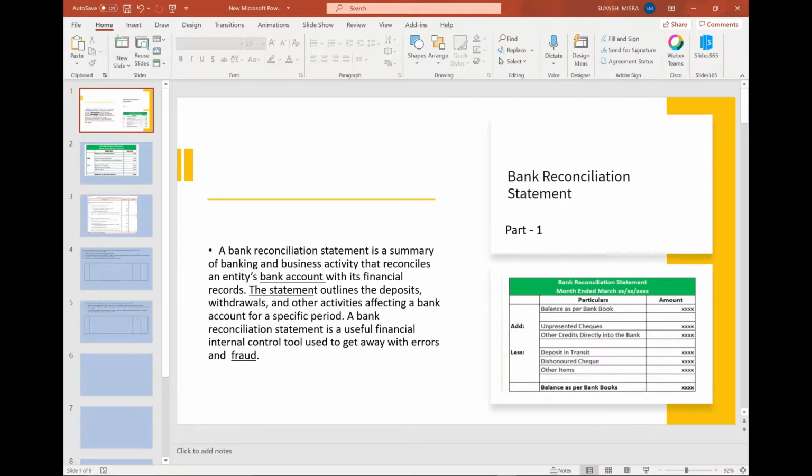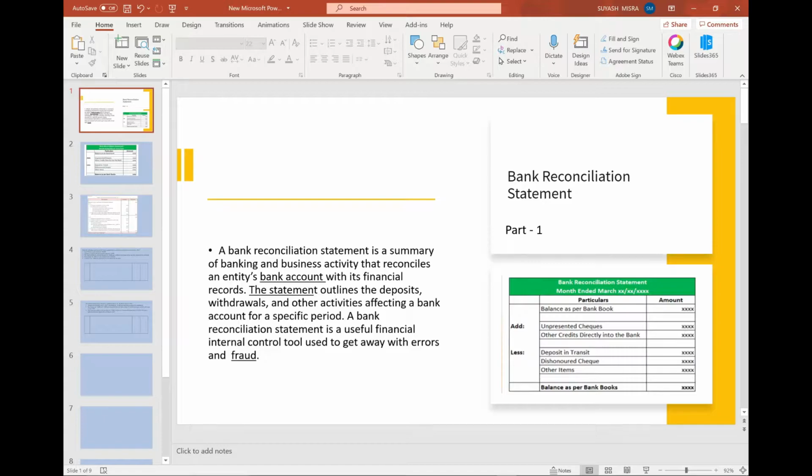Today we are going to learn posting in bank reconciliation statement. As you can see on the screen, we know the basics. I won't be teaching you what is bank reconciliation and what is fraud and all these things, because our main focus in accounts is that we make mistakes in postings.